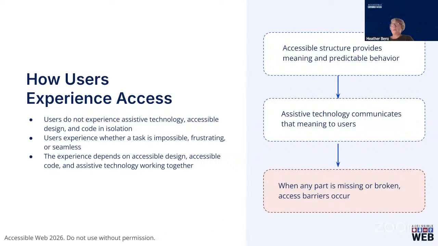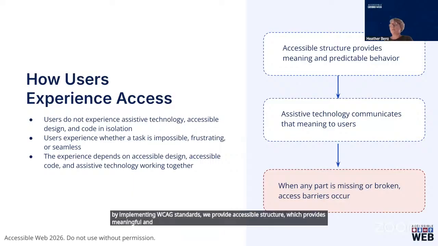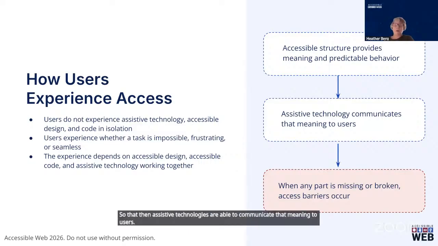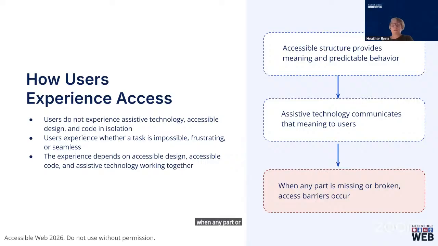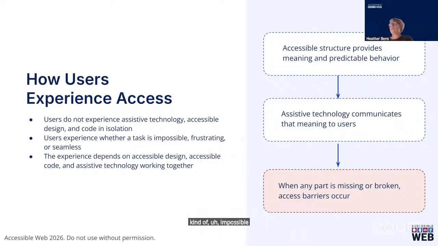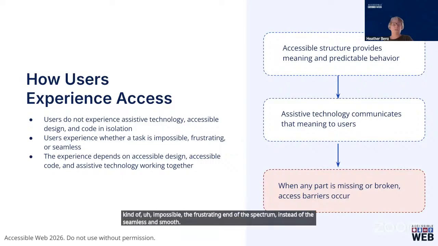By implementing WCAG standards, we provide accessible structure, which provides meaningful and predictable behavior so that then assistive technologies are able to communicate that meaning to users. When any part or step in this process is broken, that's when we experience access barriers, and we find ourselves back on that kind of impossible to frustrating end of the spectrum instead of the seamless and smooth, which is where most users would like to be.